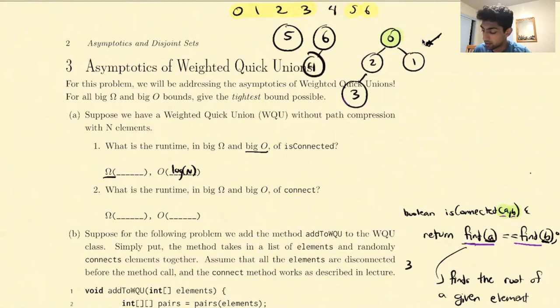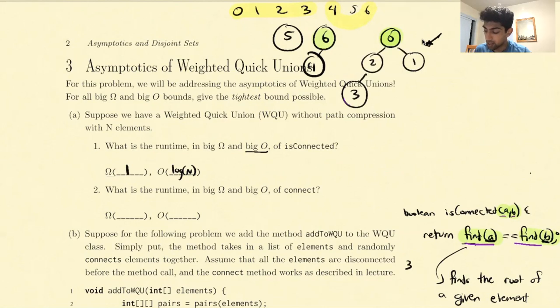Okay. So what we can see is that the groups that we have are 4 and 6, 0, 1, 2, 3, and then 5 is by himself. So if we ever call is connected on 0 and 6, notice that the amount of work that find does is constant since we're already at the top of the tree. So in this case, the tightest big omega bound we can give is big omega of 1, right?